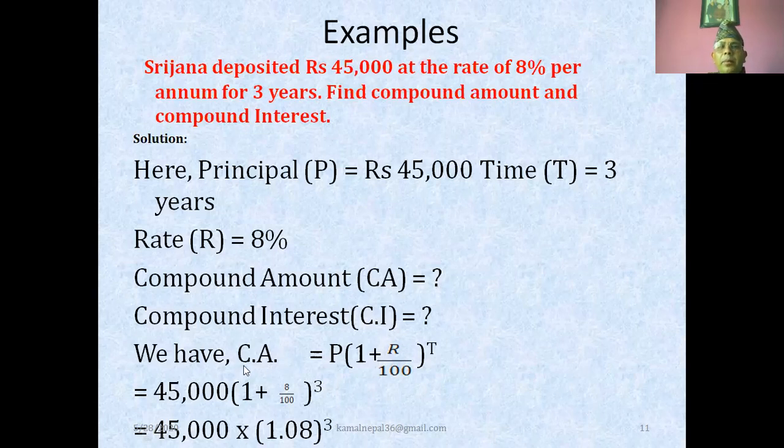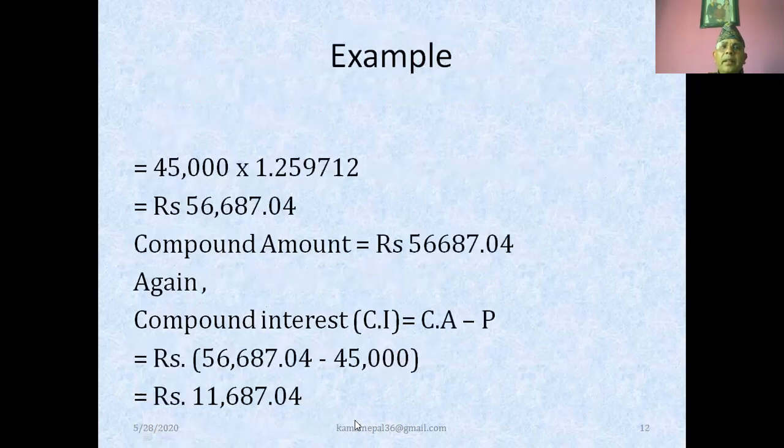Okay, we have the formula: compound amount is equal to P times (1 plus R divided by 100) power T. It is 45,000 times (1 plus 8 divided by 100) power 3. Now 1 plus 8 divided by 100 is 108 divided by 100, which is 1.08 power 3. Then 45,000 into 1.259712, multiplying these two, you will get rupees 56,687.04.